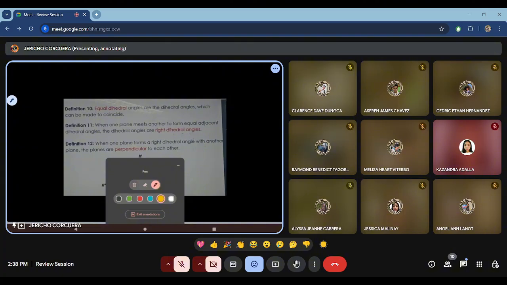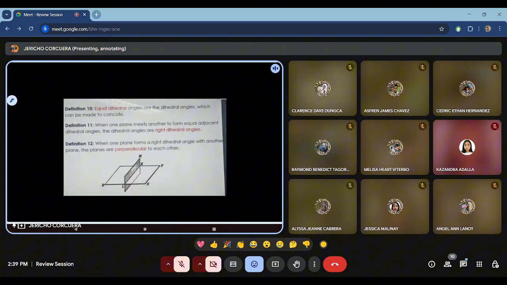Next is definition 11. When one plane meets another to form equal adjacent dihedral angles, the dihedral angles are right dihedral angles. It's like a linear pair, like this, and it's the same in solids. They are equal, and you can see that they form a right angle.